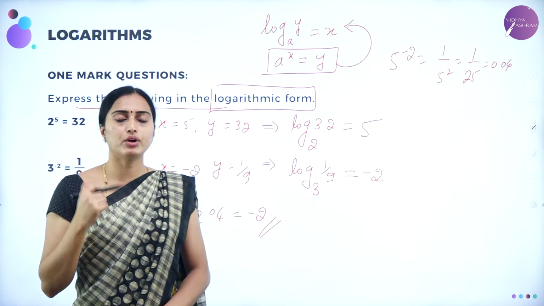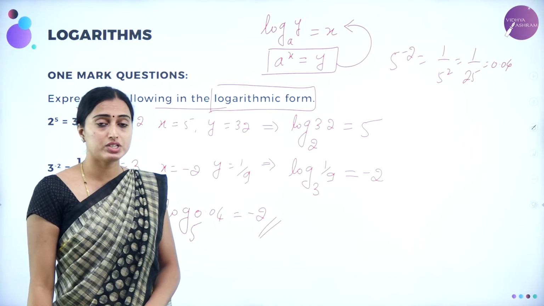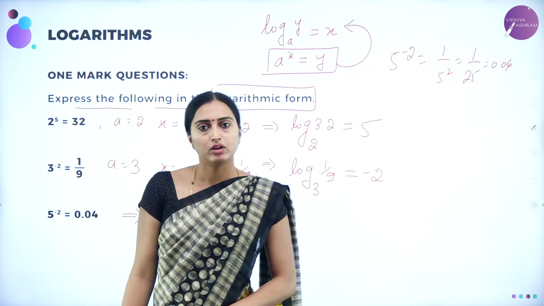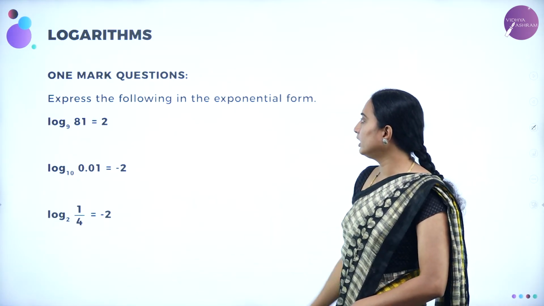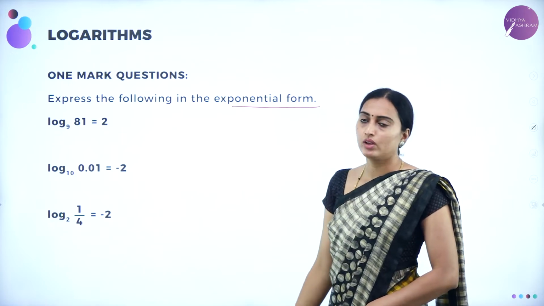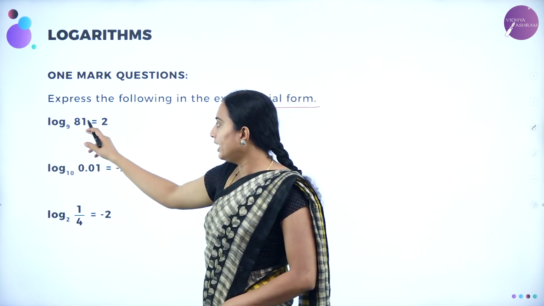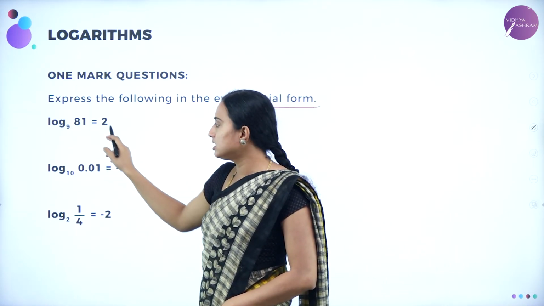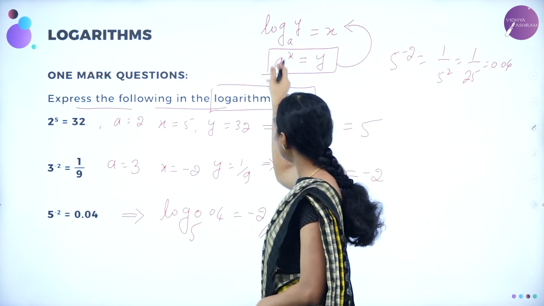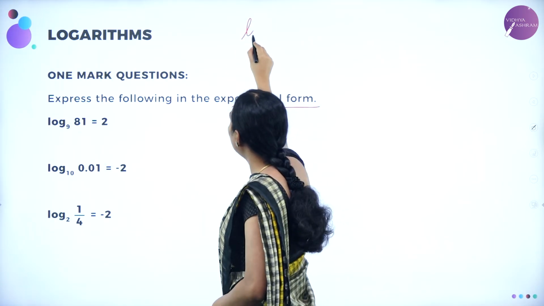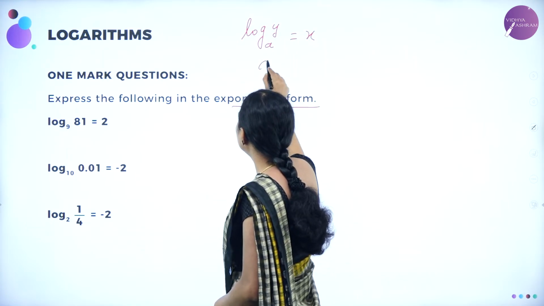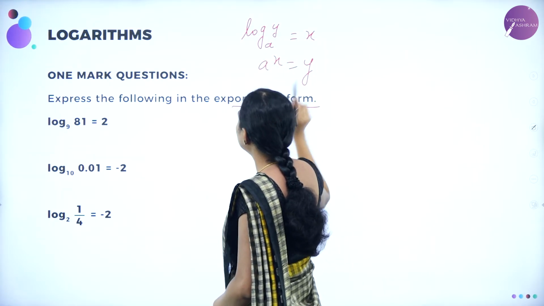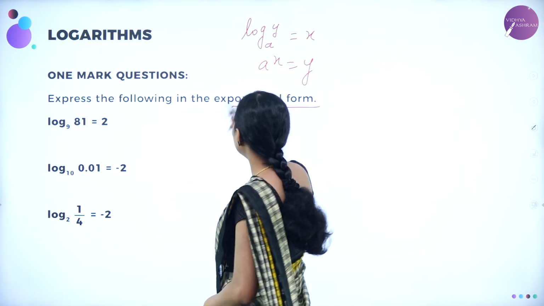Understood? This is how we are going to convert the given question to logarithmic form. We'll move on to the next question. Express the following in exponential form. Log 81 to the base 9 is equals to 2. According to the same, log y to base a is nothing but x, means a power x is nothing but y. Correct?